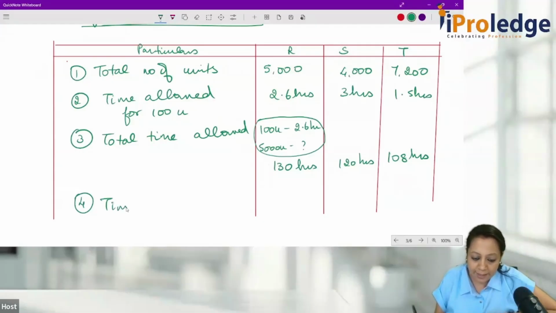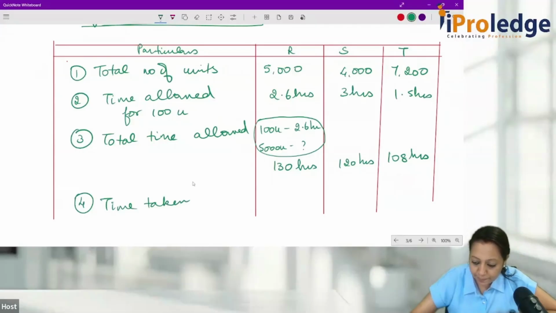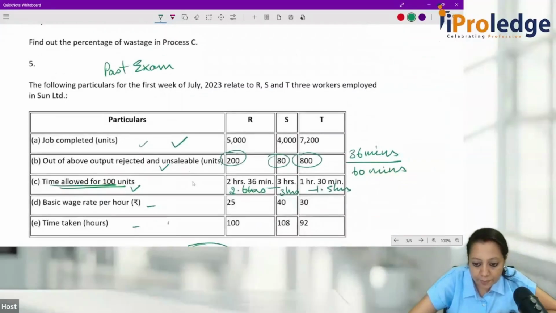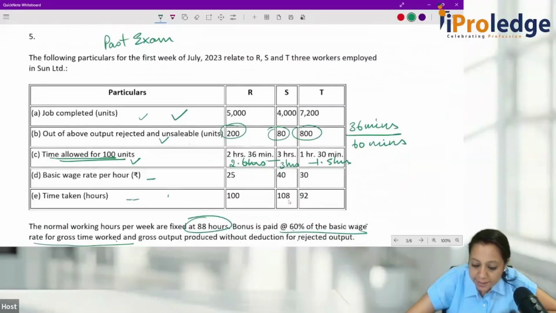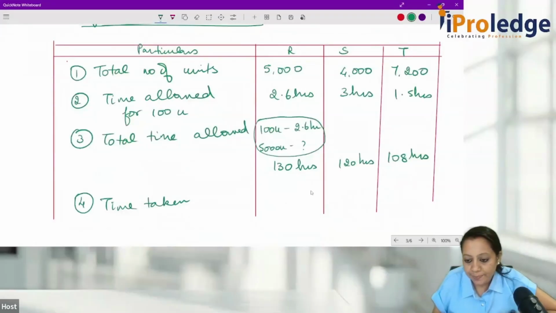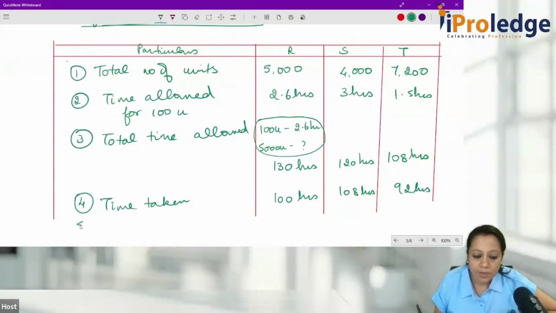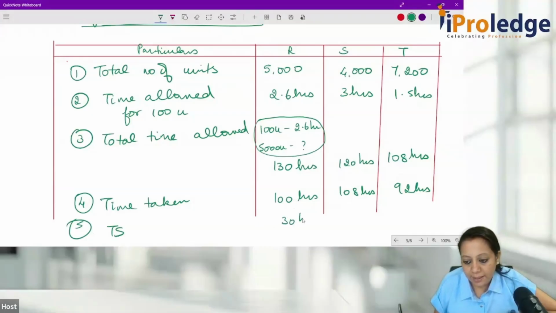So time taken, it's given in the last line: 100 hours, 108 hours and 92 hours. So the fifth one is time saved. Time saved means 30 hours. 120 minus 108 is 12 hours, right here. So 16. Okay.